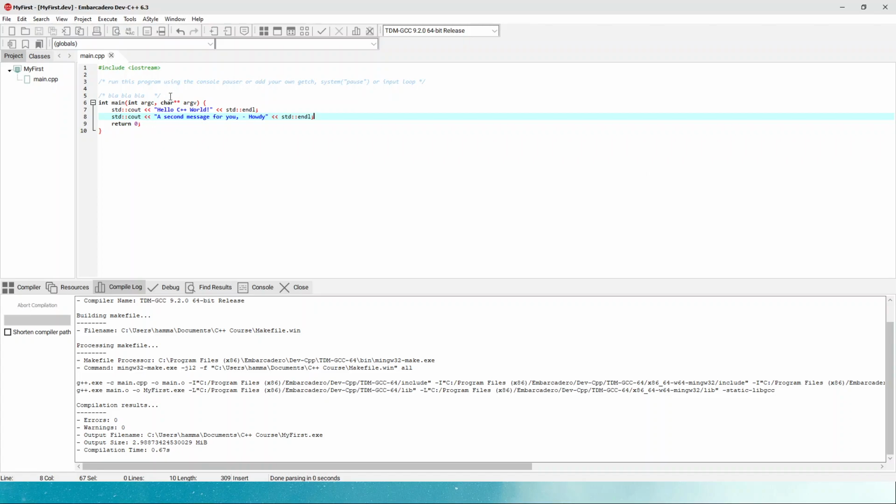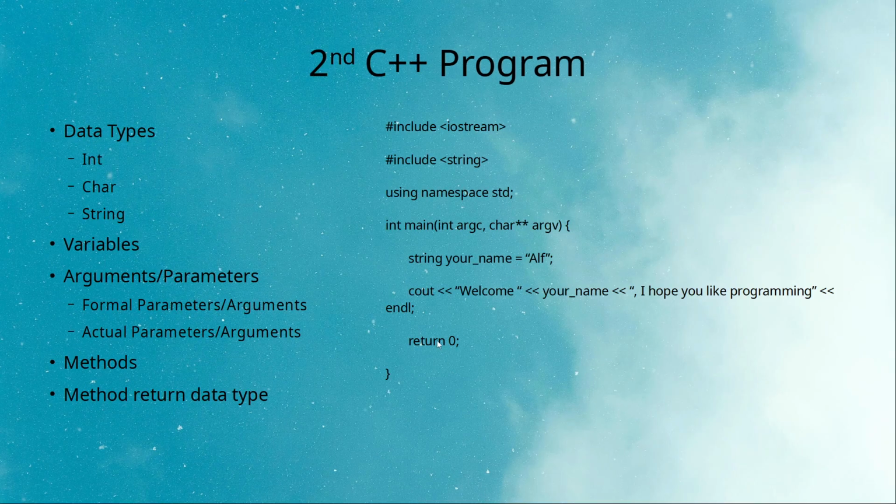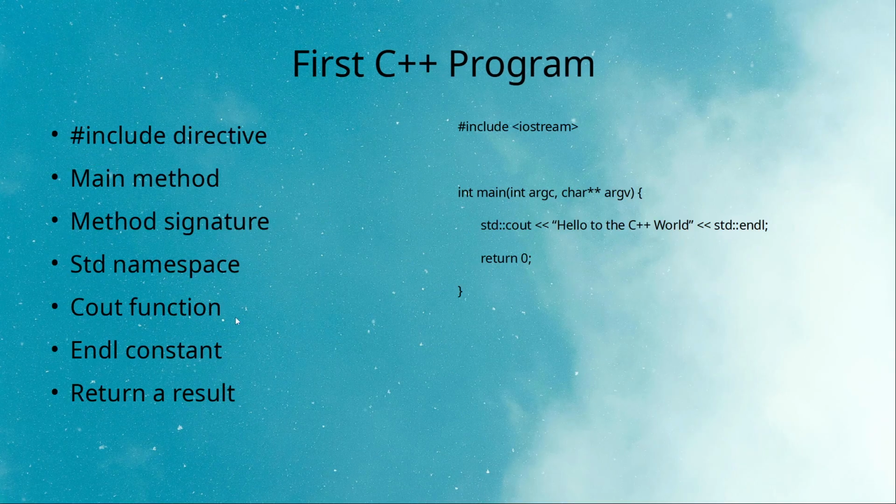Okay, let's go back to the slides for a minute and have a look at the second program. We saw how the std namespace has to be added every time before we use cout. So there is a way around that. We will look at it in a minute.